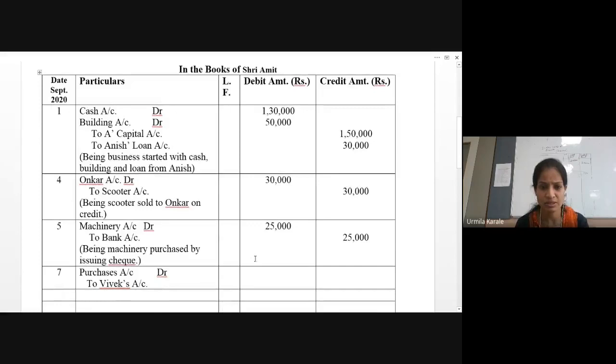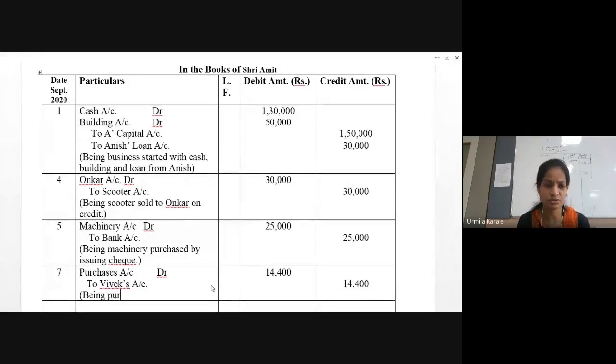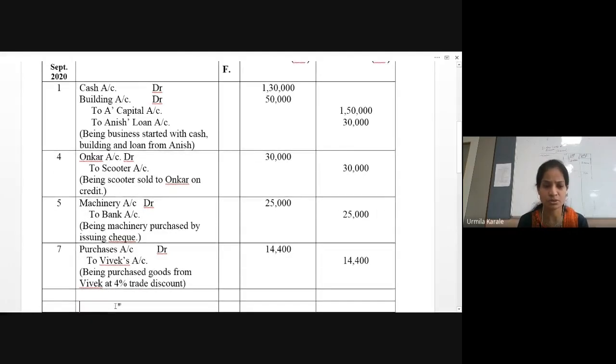So here I am writing 14,400. So 600 discount we have reduced. Transaction amount 14,400. And we can write the narration: being purchased goods from Vivek. Or you can also just say purchased goods from Vivek on credit basis, and at discount, woh bhi mention kar sakte hain: being purchased goods from Vivek at 4% trade discount. This is how you have to record the transaction.